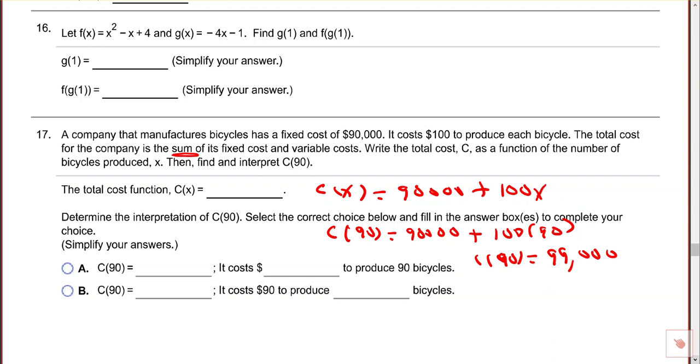So we're asked to interpret this. Well, C of 90 equals 99,000. Therefore, it costs $99,000 to produce 90 bicycles.